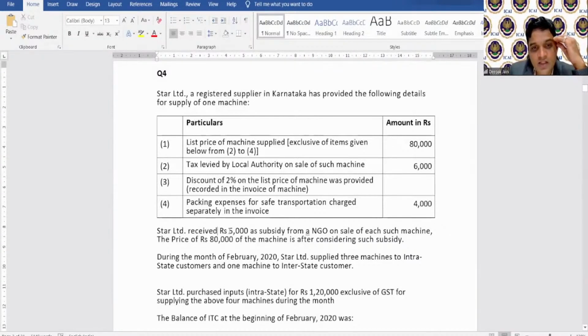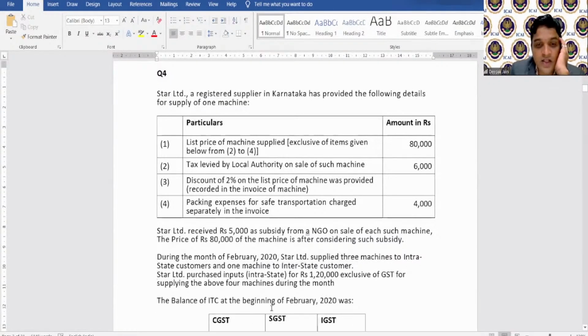Now, Star Limited received rupees 5,000 as a subsidy from an NGO on sale of each such machine. The price of rupees 80,000 of the machine is after considering that subsidy. Means they have considered the subsidy, then they have charged this. Otherwise the price would have been 85,000. Now, since they have got the subsidy, they are charging 80,000 rupees. During the month of February, they have supplied 3 machines to intrastate customers and 1 machine to interstate customers.